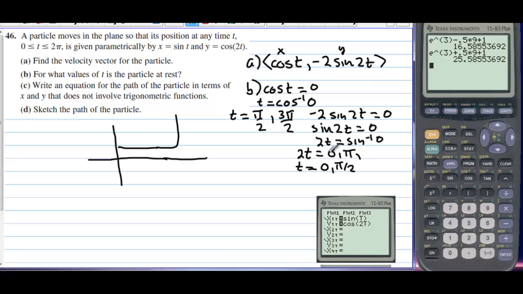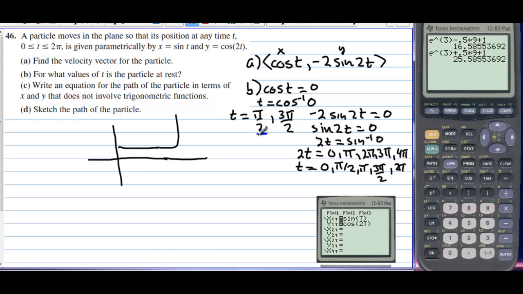We can keep going with this answer. 0, pi, that's 0 pi, 1 pi, 2 pi. 2 pi would give us a t value of pi when we divide by 2. 3 pi would give us an answer of 3 pi over 2, and 4 pi would give us an answer of 2 pi. So there's where t is between 0 and 2 pi that would make this y-coordinate 0. T has to be from 0 to 2 pi. Now we just have to match them up.